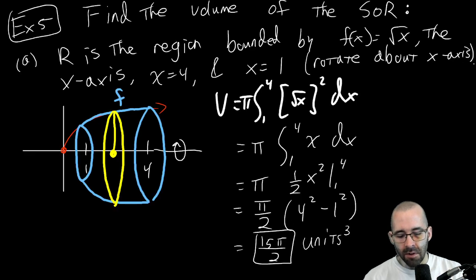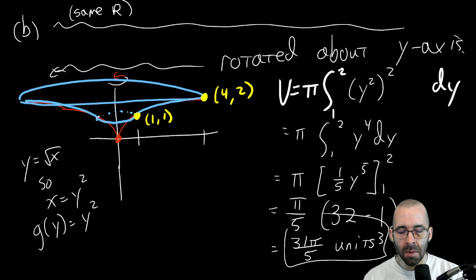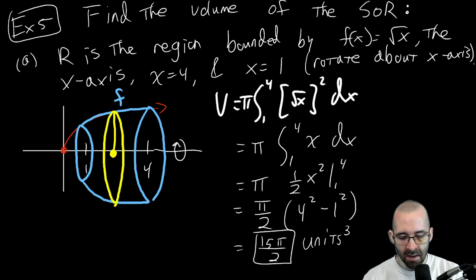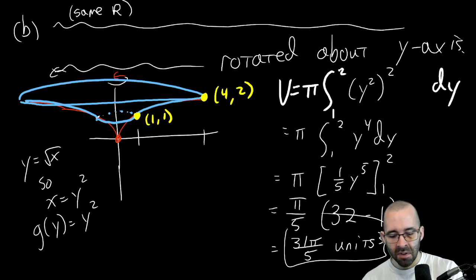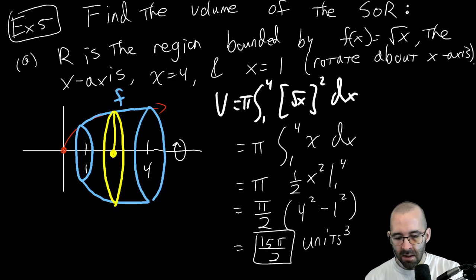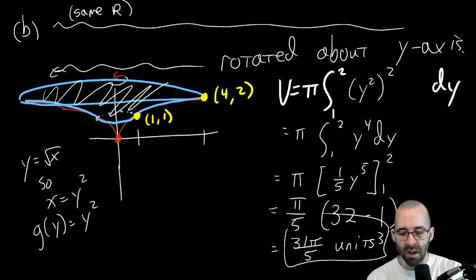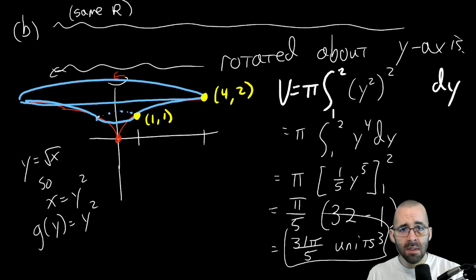Now, these aren't the same answers for A and B. 15 pi over 2, 31 pi over 2. This is like double almost, or more than double. Oh, no, it's not. This is about 6 pi, and that's about 7.5 pi. The second volume is smaller, but that's fine that they're different because they're different solids, right? This blue solid is completely different from this blue solid, even though it's the same function.